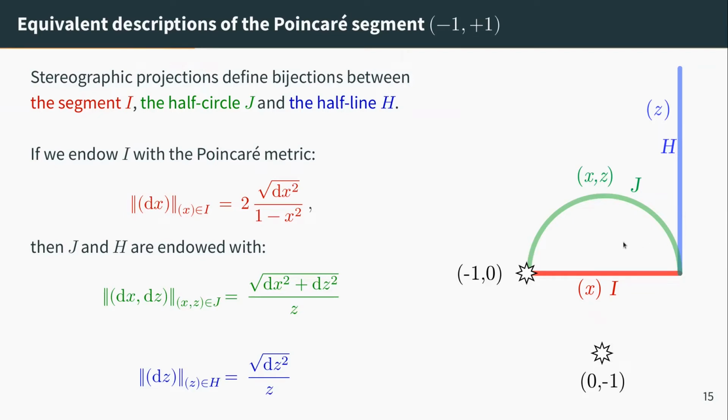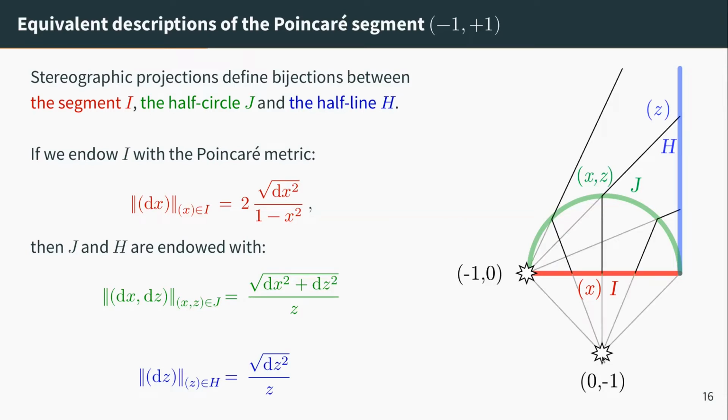Okay, and the thing is that using just stereographic projections, I can define a bijection between those domains. So to map the segment onto the half circle, I can trace rays of light that originate from this point, 0, -1. And that's what I'm displaying here.